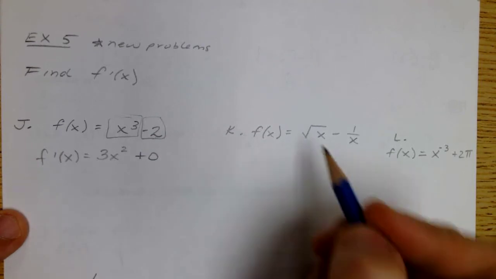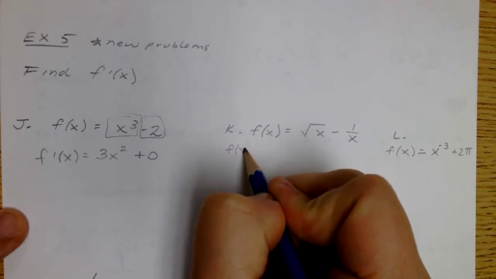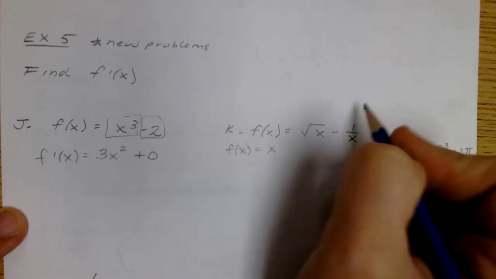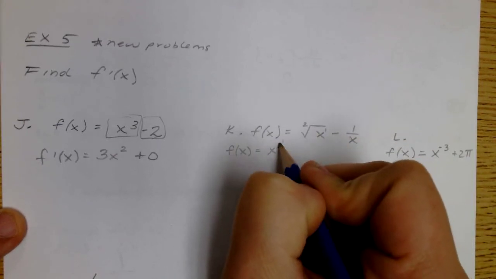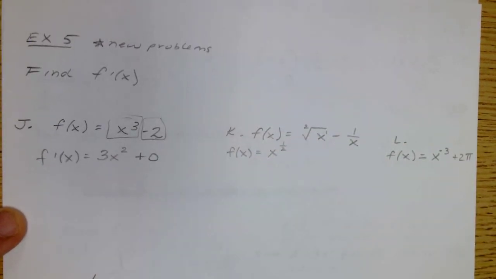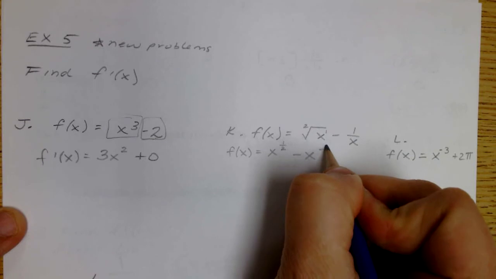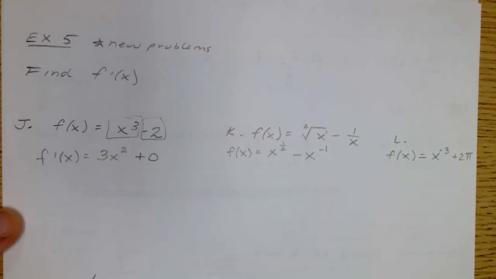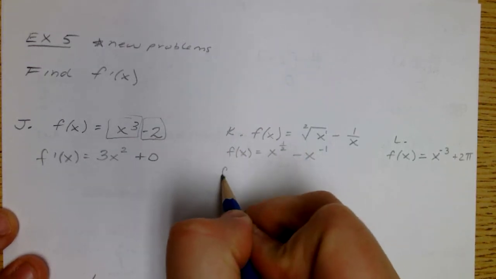If I move into k, I'm going to rewrite f of x as x to the 1/2. That will come up frequently, so you do need to know that. Minus x to the negative 1. Again, no fractions. So you're converting. From here, we're going to take the derivative.